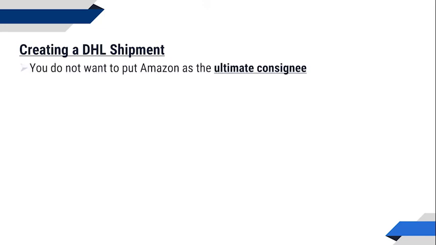Also, what is critical, very important, is that you have the information on file. Remember, you do not want to put Amazon as the ultimate consignee, because that's going to say all the charges are going to go to Amazon. So make sure that your company, whatever you trade on as Amazon, is what is recognized as the consignee, the company or entity that the shipment is going to.